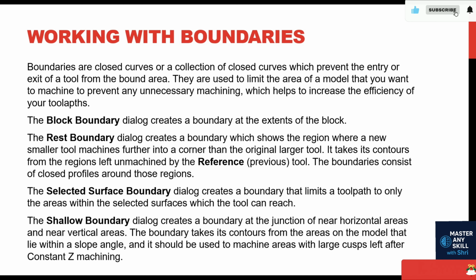Next we will see shallow boundary. Shallow boundary creates the boundary at the junction of the horizontal area and the vertical area. With the help of this boundary, we can define horizontal areas separately and vertical areas separately. So this boundary separates both areas, and we can use this boundary to create the toolpath. So this is a shallow boundary.